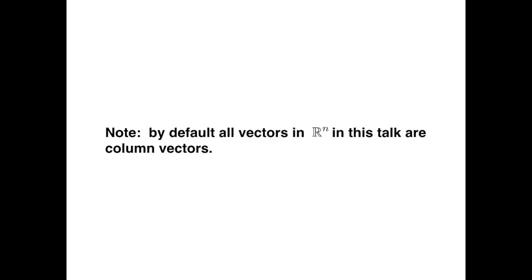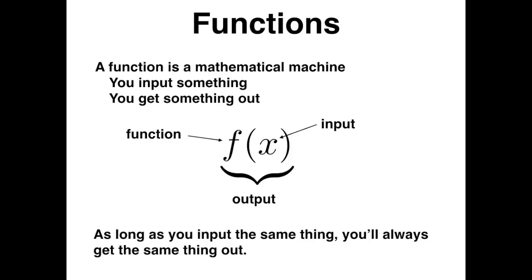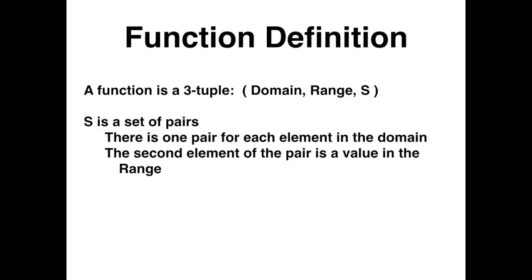Note, by default all vectors in Rn in this talk are column vectors. A function is a mathematical machine. You input something and you get something out. It's denoted f parentheses x parentheses, read f of x. The function's name is f, the input is denoted x, and the output is f of x. As long as you input the same thing, you'll always get the same thing out.